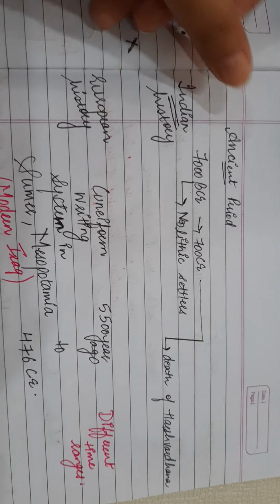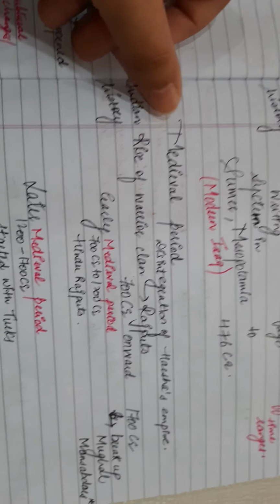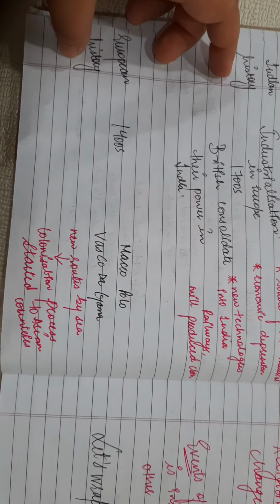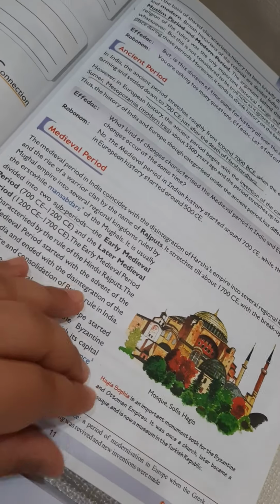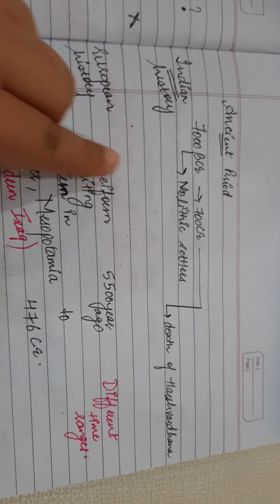So let's have a glimpse on what happened in ancient period in Indian history and what happened in European history. Similarly, we are going to study about medieval period, Indian history, and European history. Similarly, modern period, Indian history and European history. This is basically your page number 11 and it finishes up till page number 12, and then we are going to have two questions which we will be discussing further. Let's move a little bit quick.